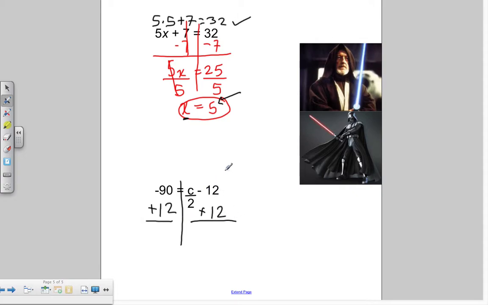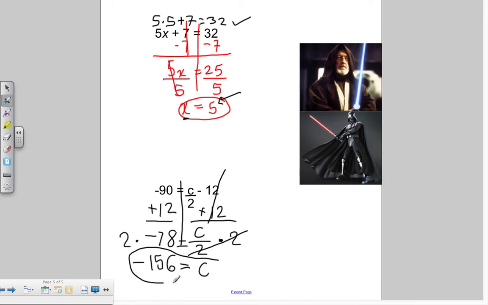Negative 12 or minus 12 plus 12 will go away, and I will have c divided by 2 on the right-hand side of my equation. On the left-hand side of my equation, I have negative 90 minus 12, which should give you negative 78. Okay, so now I have negative 78 equals c divided by 2. In order to get c by itself, I have to do the opposite of dividing by 2. The opposite of dividing by 2 is multiplying by 2. So I multiply this side of the equation by 2, which will cancel. And I multiply this side of the equation by 2, which will give me c on this side equals negative times positive is negative, and 78 times 2 is 156. I had to think about that one for a minute.